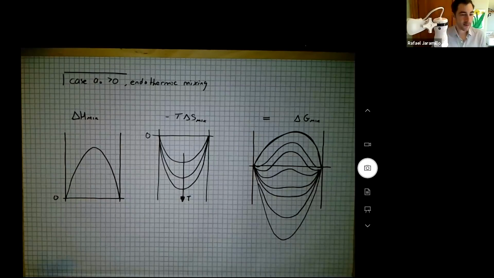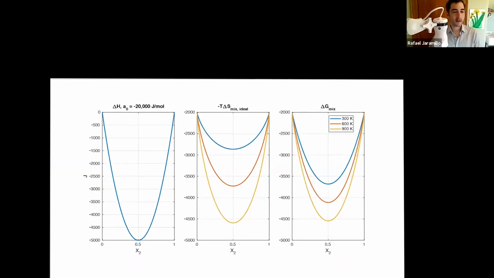Let me share, I think this is useful to see plotted slightly more accurately than I'm able to do by hand. So right here is the first case. This is exothermic mixing. I chose a physically reasonable number, minus 20,000 joules per mole. And you see the enthalpy term here is strictly negative, a downwards facing parabola. The entropy term is strictly negative, this x log x business, increasingly negative with temperature. And when you add them up, you get this strictly negative thing, which favors mixing.